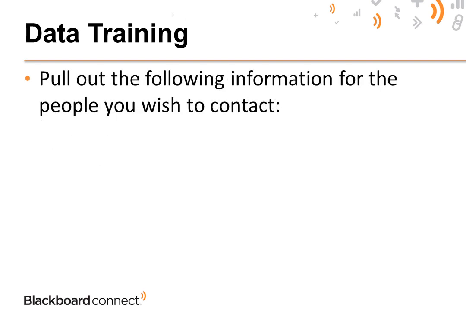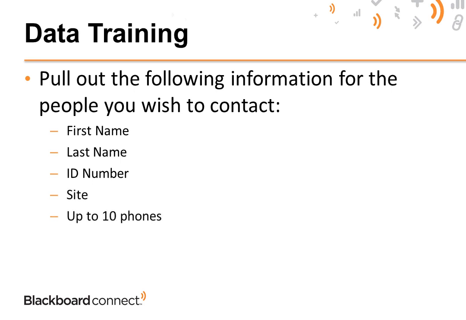But basically, you will need to run a report or create a query to pull out the following information for the people you wish to contact: first name, last name, ID number, the site they belong to, up to 10 phone numbers, 4 emails, and 4 SMS phone numbers.